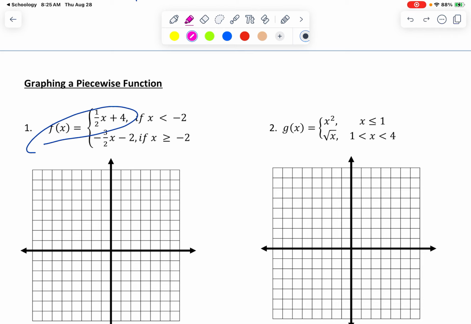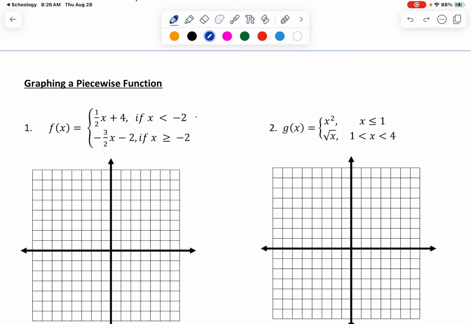So I'm gonna start by graphing this line right here. y equals, or f of x equals 1/2 x plus 4. And I'm gonna graph this one in blue, okay? So I only wanna graph it for x values less than -2. So could I graph this entire line and then bust out my eraser and erase everything that's less than -2? Yeah, but that seems like something I don't want to do because it's more work.